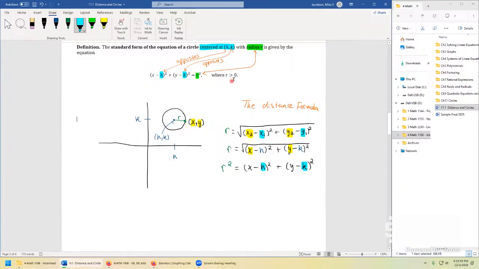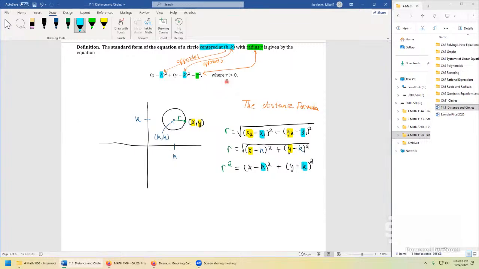The only thing that's required is the radius has to be non-negative. If the radius was 0, well, you're just looking at a point. There's really no circle there. And a negative radius doesn't make any sense whatsoever. So we're only going to deal with a positive radius when we work through the problems and these notes.